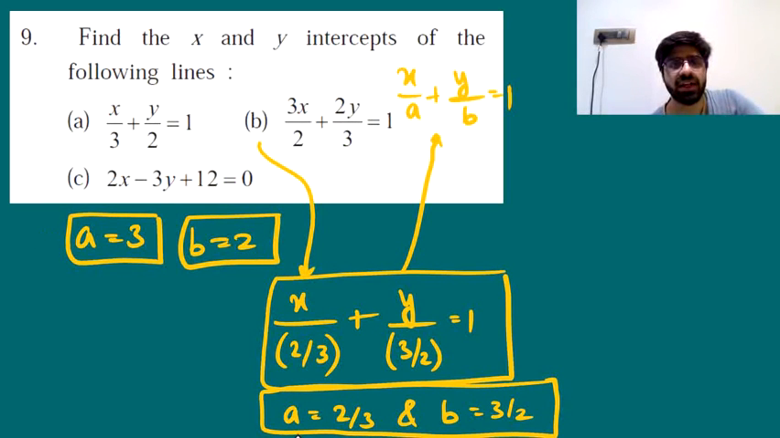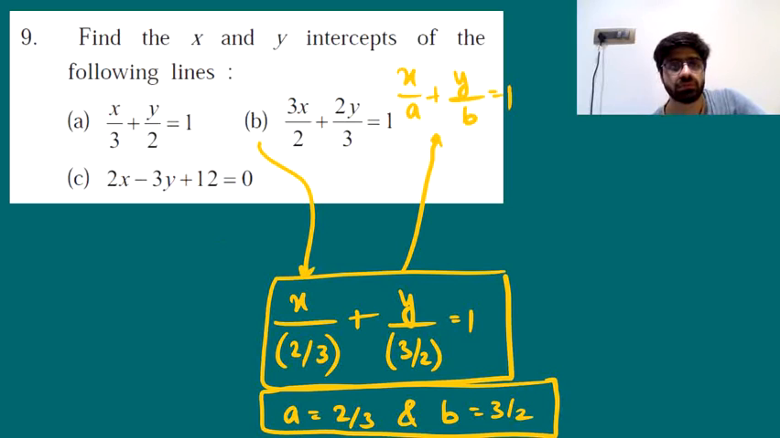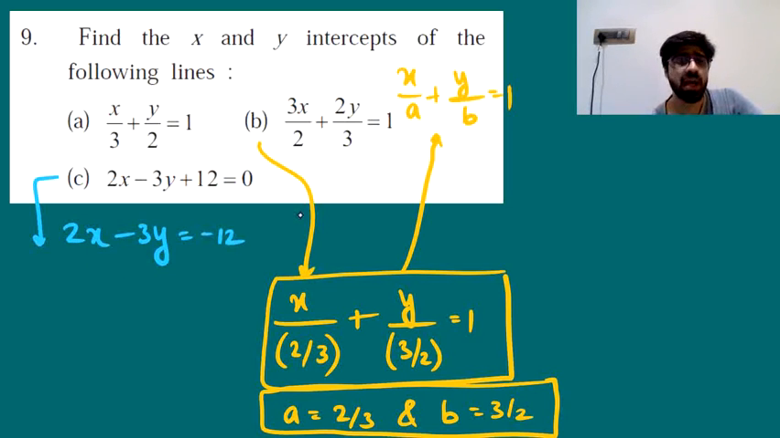In a similar way, try to answer the c part. So for the C part, see, you need to realize that for the double intercept form, the right hand side has to be equal to 1. To make the right hand side 1, we will take this minus 12 on the right hand side. We will have 2x minus 3y equal to minus 12. Now bring that minus 12 on the left, but by division, not by addition or subtraction. So when that minus 12 goes on the left, this will be 2x minus 3y upon minus 12.